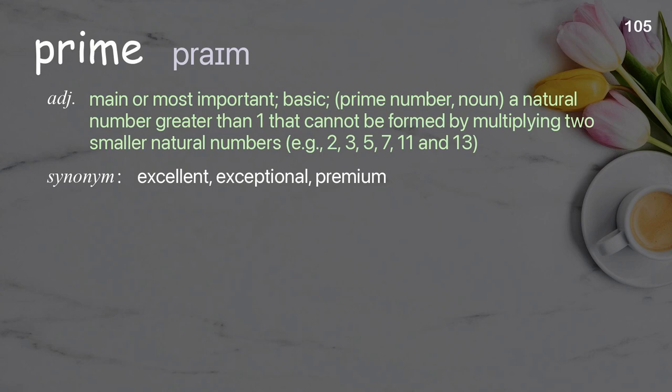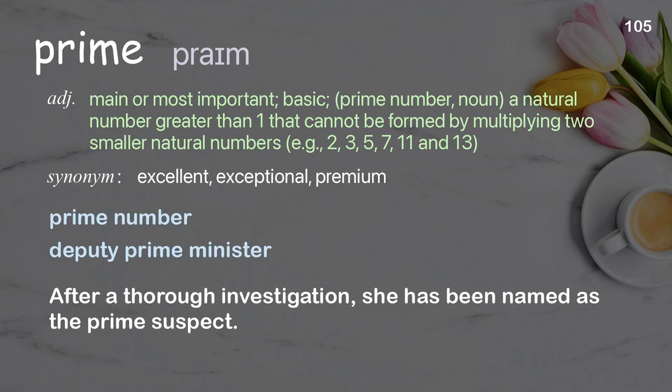Prime. Main or most important, basic. Prime number, noun: a natural number greater than one that cannot be formed by multiplying two smaller natural numbers. Example: 2, 3, 5, 7, 11, and 13. Examples. Prime number. Deputy Prime Minister. After a thorough investigation, she has been named as the prime suspect.